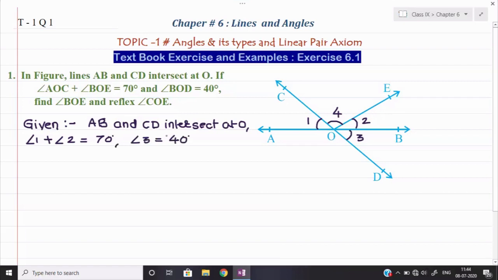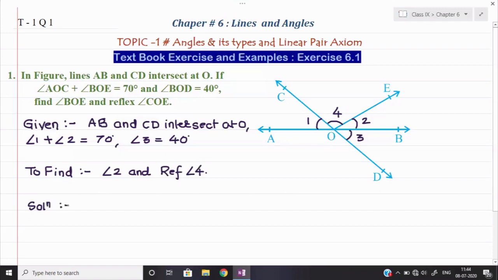Right? Now we shall write down here "to find", what we have to find out. Okay, given was that much only. So now let us write down to find. In to find, what we need to find out? First is angle BOE, means I am finding here angle number 2, and second thing I am finding here reflex angle COE, means I am finding here reflex angle number 4. That way you can write down. Now let us start the solution.